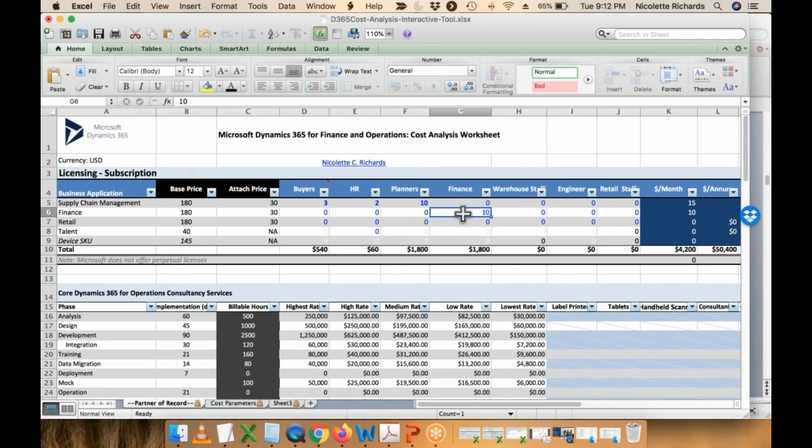And of course, as I mentioned, you would work with Microsoft and through your partner of record to come to a nice licensing deal. So you get a pretty decent discount there, right? So you want to work towards that discount. Okay. So that's just looking at the licensing aspect. Let's look at the consultancy costs.